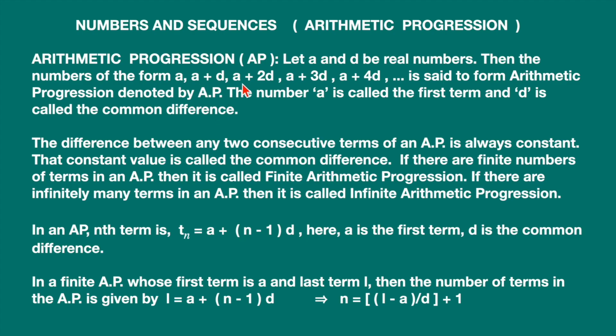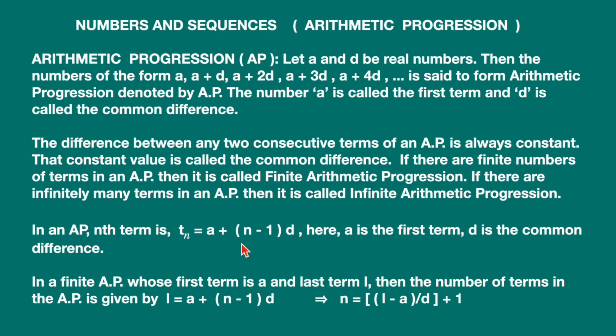If there are finite terms, that is, if the arithmetic progression stops here, that means there are only 5 terms. This is called a finite arithmetic progression. But in this case we have put dots, so it is an infinite arithmetic progression. The nth term of an arithmetic progression is given by Tn. The formula is Tn is equal to A plus (n minus 1) D, where A is the first term, n is the number of terms, and D is the common difference.